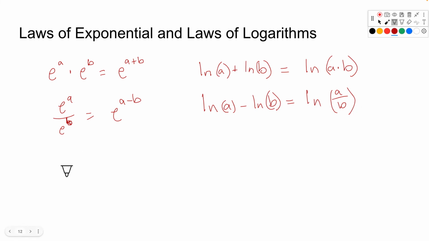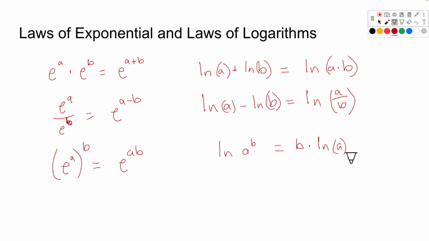And there's one more. If I had e to the a raised to the b power, what does that become? E to the a times b. And with logarithms, that looks similar. We have the natural log of a raised to the b power. What that becomes is the exponent becomes multiplication down in front. So it allows us to get the exponent down. And so those are the 3 main properties of logarithms we use to solve problems.